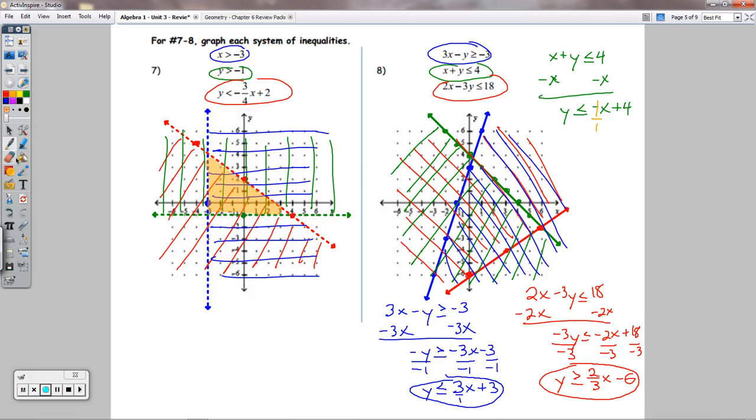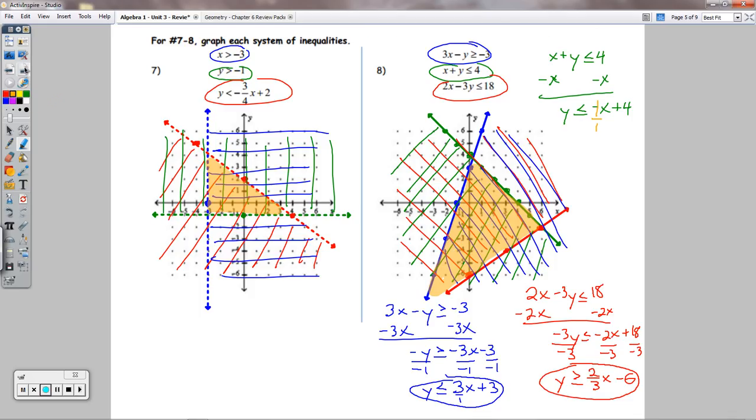Where do they all cross? What do they all have in common? That would be this section right here on this one. So make that part the darkest parts on your graph. Where they all cross is the feasible region, the solution set.